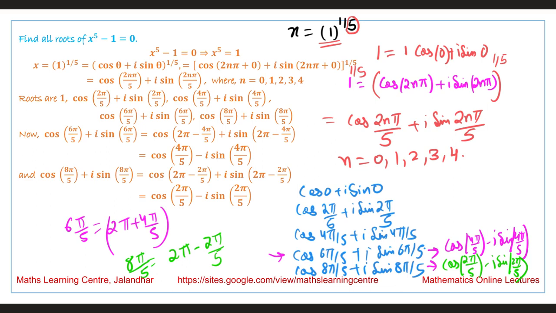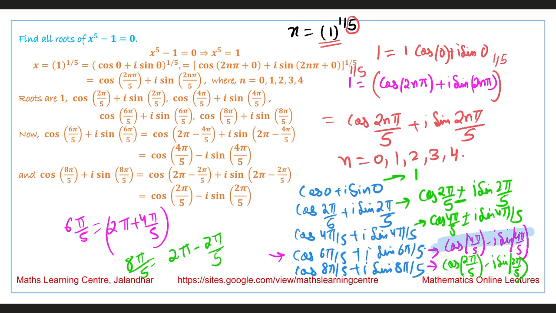So the final answers we are getting over here are 1, cos of 2 pi by 5 plus minus iota sin 2 pi by 5, and cos 4 pi by 5 plus minus iota sin 4 pi by 5. So these are the values because of which this negative sign is coming over here. So these are the 5 roots of unity.